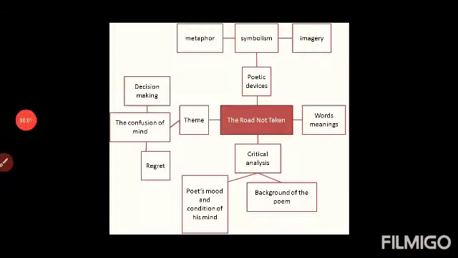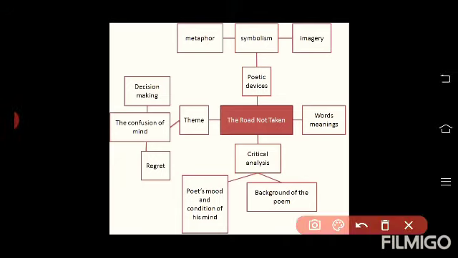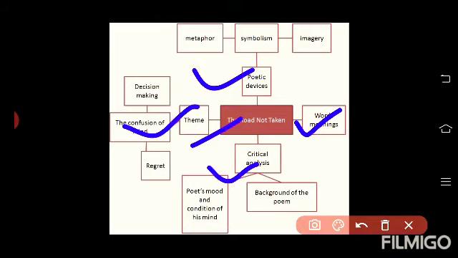This is a very good example of graphical representation, wherein I have written the name of the poem in the middle, and each and every piece of information related to that poem is mentioned on one single page. For example, the poetic devices, word meanings, critical analysis and theme. The benefit is that whenever we want a quick revision of the chapter or the poem, we don't have to look into the book again and again, because we have our ready-made notes available.